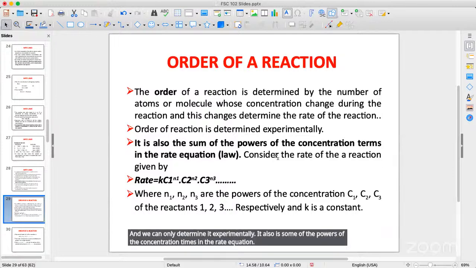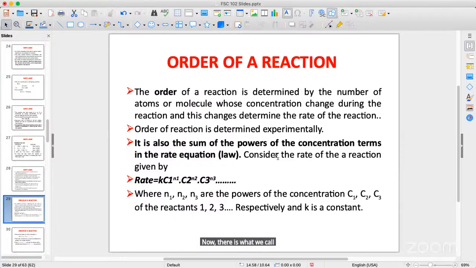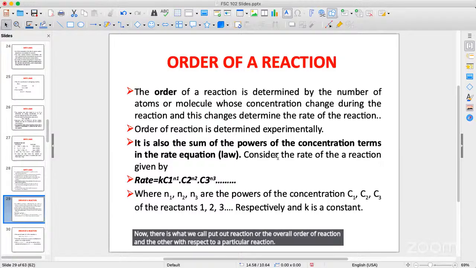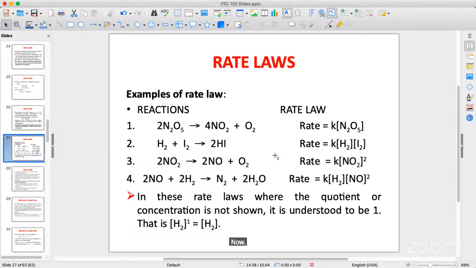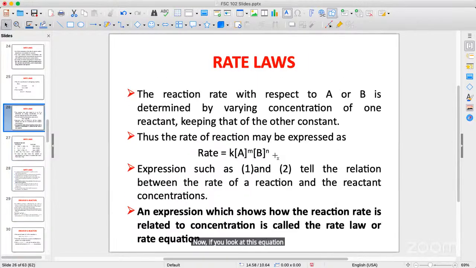Now, there is what we call the total order of reaction, or the overall order of reaction, and the order with respect to a particular reactant. If you look at this equation, M is the order with respect to A, N is the order with respect to B, but the total order of reaction, the overall order for that reaction, is going to be M plus N. So for this reaction, the order of reaction is M plus N. But the order with respect to A and the order with respect to B are M and N respectively.